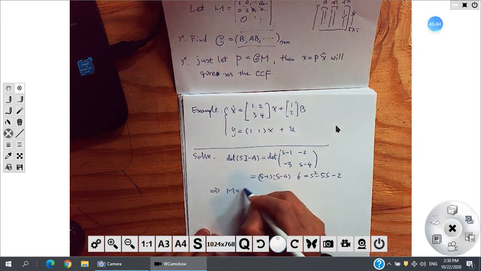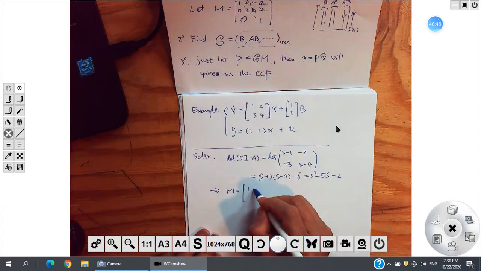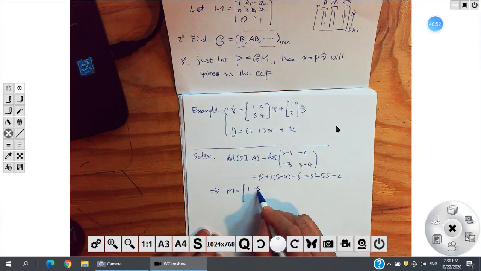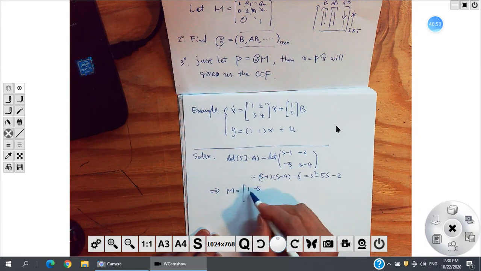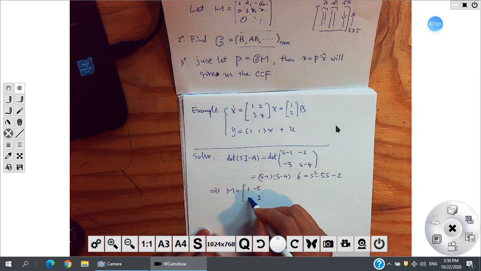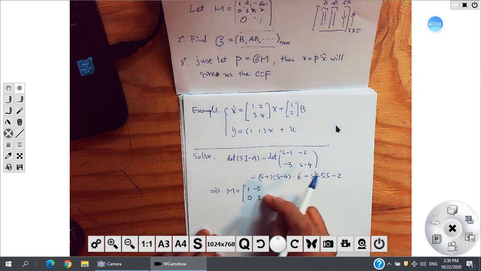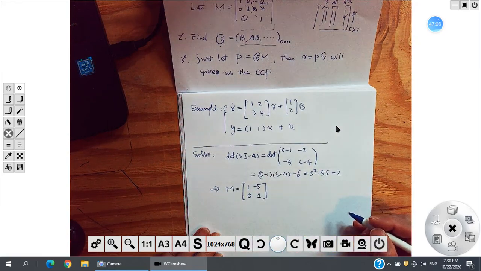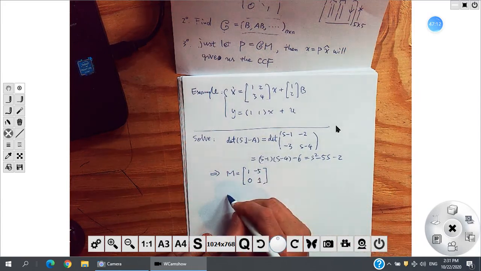So we have M. You have 1 and negative 5, which you put in the first row. The second row, you just shift the first row to the right. So 1 shifts to be here, and here you put a 0. Negative 5 shifts outside the matrix, so we only need these two. This is M. And we also need a C.